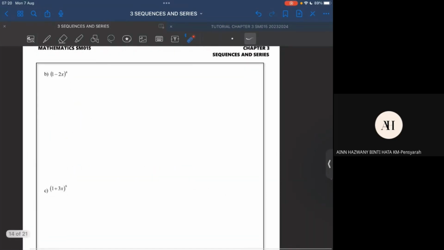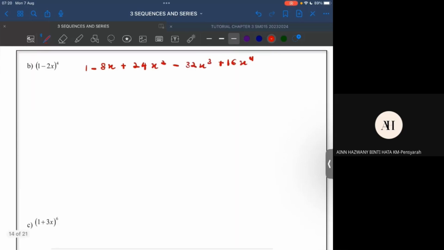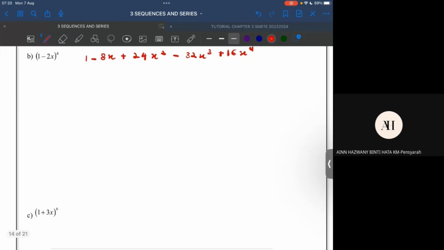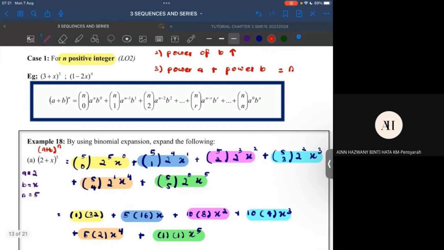Okay, so kita cuba sekali lagi untuk expansion. Tak apalah, ini kamu cuba sendirilah. Okay, B dengan C kamu boleh cuba sendiri. Kita akan discuss dalam kelas, bukan buat dalam kelas. 24x square minus 32x cube plus 16x4. Okay, and that will be the answer. C saya tak ada jawapan, nanti saya bagi jawapan. Okay. So itu case n positive integer.